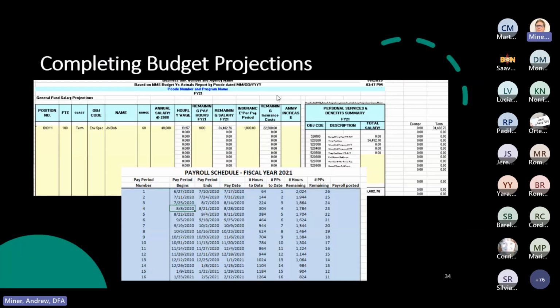Hang on one second. Okay, so I want to show you this first, and then I'll go back to the description. This is what the salary projection tab looks like. You see all the information that you're entering in the yellow boxes there. And over on the right is where it sums everything up and adds up what the costs are. And at the bottom, this is an excerpt from the payroll tab that shows you the schedule and the hours remaining, pay periods remaining, etc. So you can find out where you are in the fiscal year depending on today's date and how many hours you have left. Okay, so now let me go back to the previous slide.